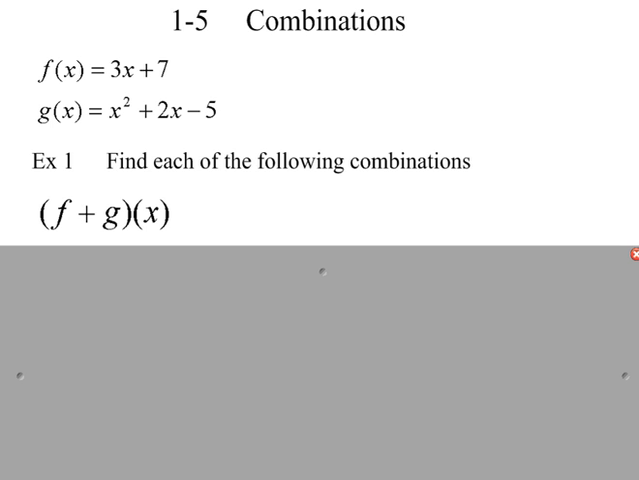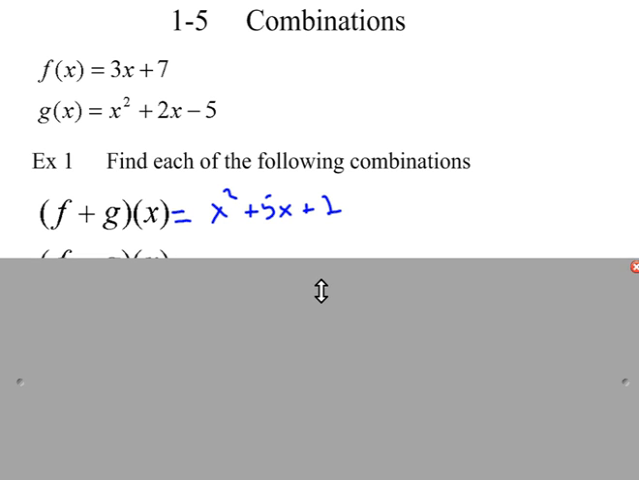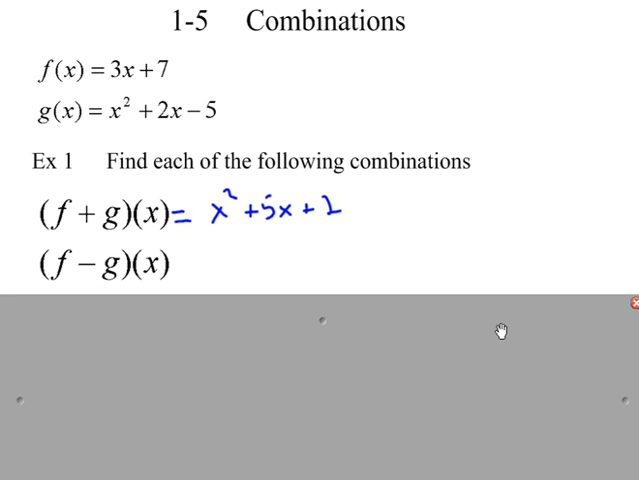So first example, we need to find f plus g of x. Here's all that is saying. That's saying, let's add these functions together. So I'm going to add them. I'm going to keep things in order here. So let's just add these functions. We have an x squared term. We have 3x plus 2x, so that gives us 5x. And we have 7 plus minus 5, so that gives us plus 2. And that's it.